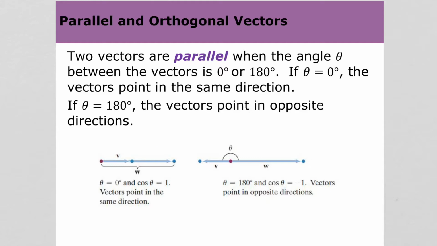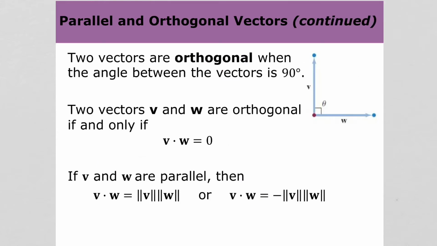They just have to point in the same direction or in opposite directions. So here V goes this way, W goes this way. V that way, W that way. So the angles have to be 0 or 180. To be orthogonal, that means that the vectors are perpendicular. So that is when the angle between the vectors is 90, just as you would expect.